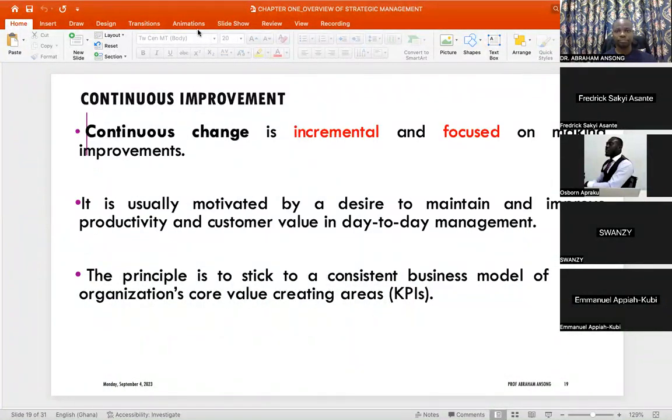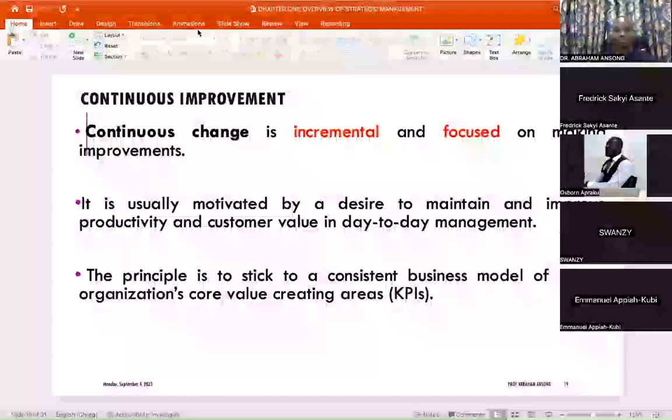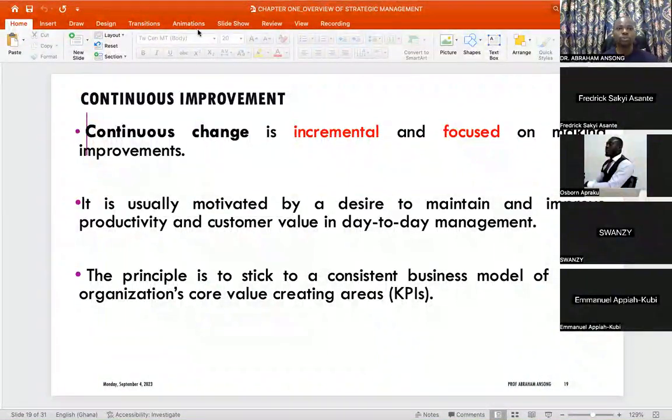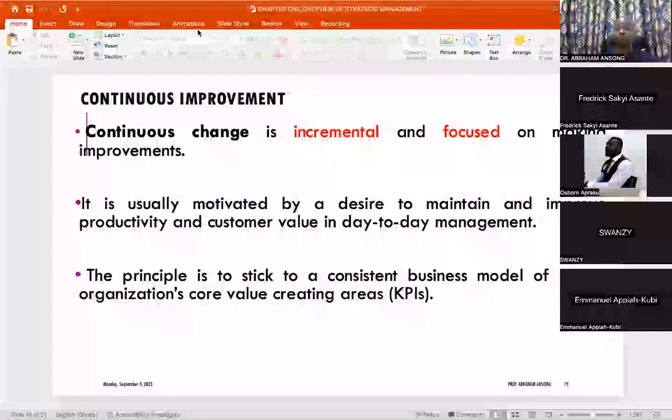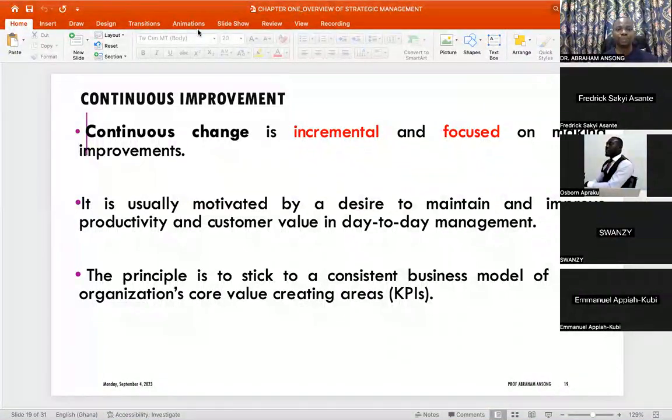Okay. Right. We move to continuous improvement. When we were discussing strategic change, it came up. Okay. And I told you, we saw that even in stable conditions, you need to improve through what is known as continuous change. Continuous change is incremental and focused on making improvements. It is so important that you always focus on it.